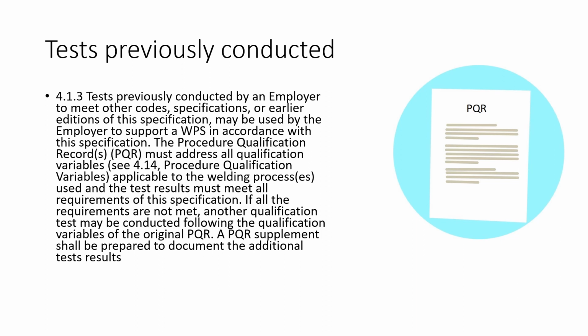So what this is telling us is if I've got an ASME Section 9 PQR, a procedure qualification record done to ASME Section 9, and I want to write a welding procedure to AWS B2.1, I can use that procedure qualification record if all the variables match up. So this AWS B2.1 gives you a lot of flexibility in this regard.